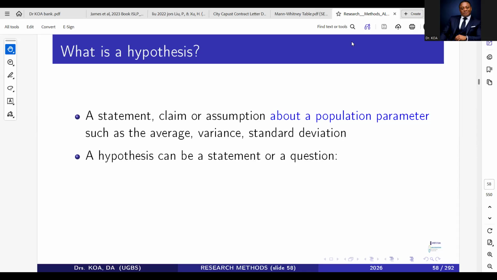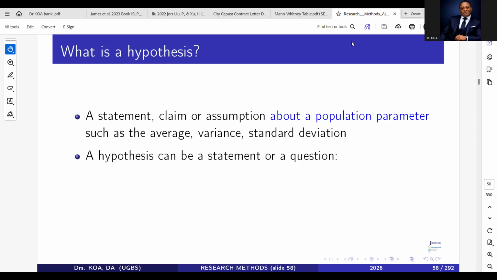So when you are doing hypothesis testing, there are 4 steps you have to note. Please write them down. The first step is to formulate the null and the alternative hypothesis. That is step 1.